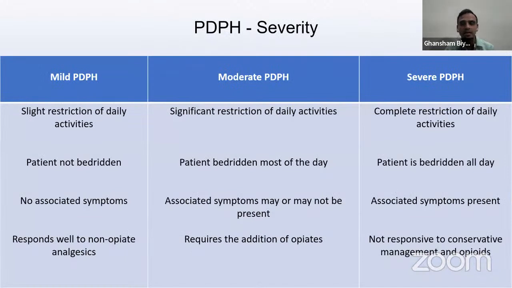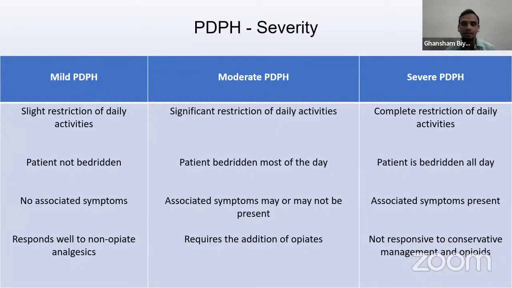So this is a very self-explanatory table, which is describing the severity of PDPH as mild, moderate, and severe, based upon whether the patient is able to perform the activities of daily living or not, whether the patient is able to get out of the bed or not, are there any associated symptoms with this, and whether the patient requires any treatment, and if the patient requires treatment, is the patient responding to your treatment? Accordingly, you can classify it as mild, moderate, and severe.